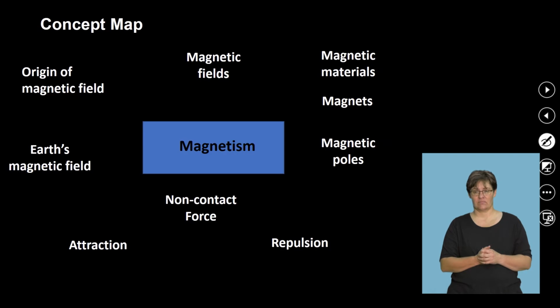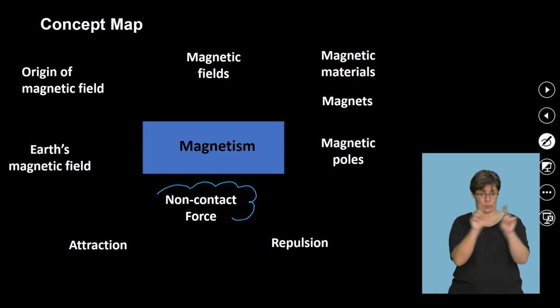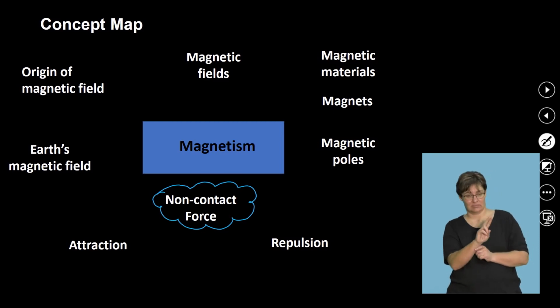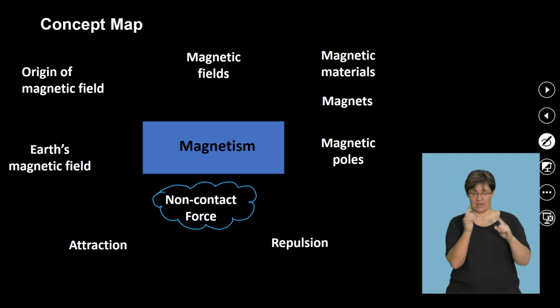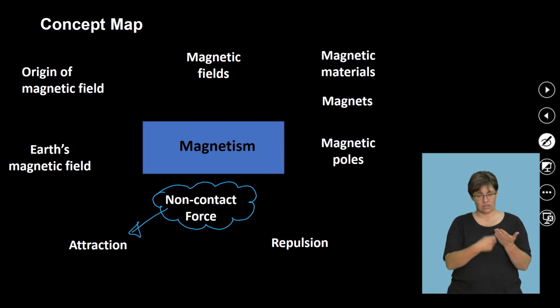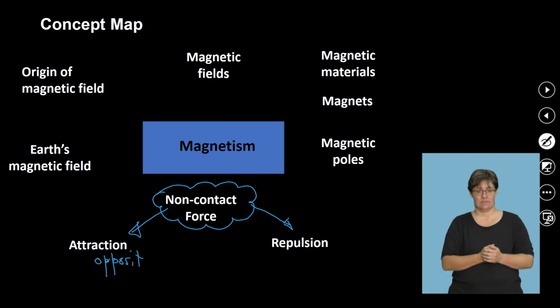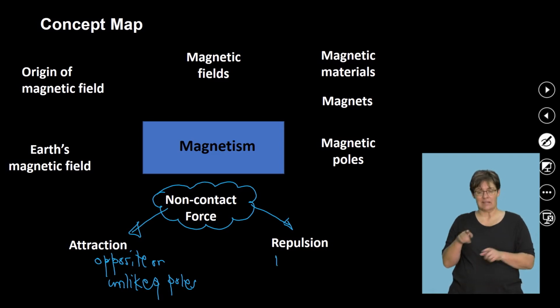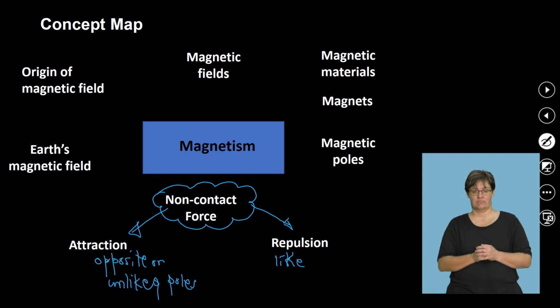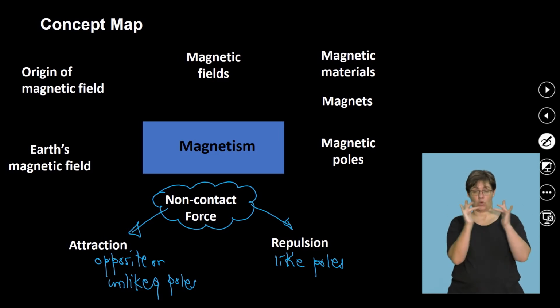Now, we're still talking non-contact forces, okay? Because our emphasis was that these magnets are not coming into contact. And we're still within the discussion on the type of forces, which is attraction and repulsion. So this is for opposite or unlike poles, okay? That's the main idea. While this one has to do with like poles. So this is the big idea as far as non-contact magnetic forces.